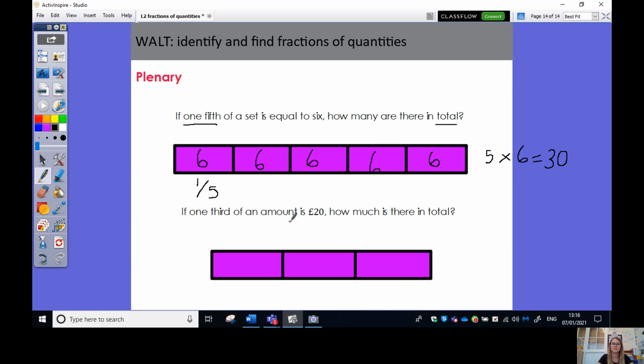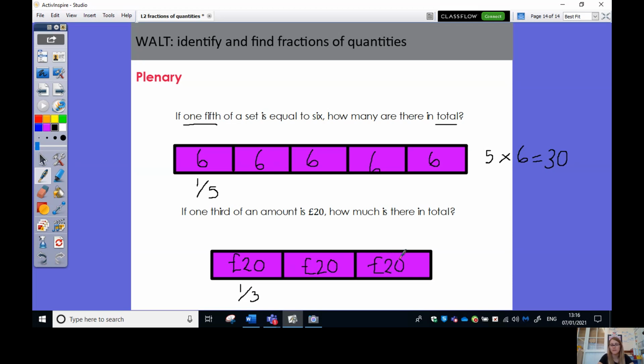Okay, looking at the next part now, this is about money this time. So if 1/3 of an amount is £20, how much is there in total? So similarly, again, I've got 1/3 here, 2/3, and 1 whole for the whole bar model. So if 1/3 is equal to £20, I'm just going to label that there. Then obviously these ones are also equal to £20 because I have equal parts in my fractions. So I'm going to label that one £20 as well.